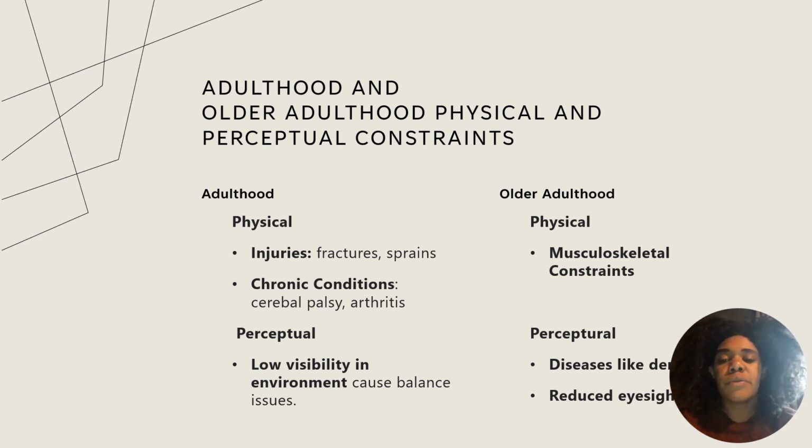And then for older adults, we're looking at musculoskeletal constraints. What I mean by that is things like osteoporosis, right? Like the weakening of bone structures. And then for perceptual constraints, things like dementia or reduced eyesight. Your eyes are an organ that deteriorates over time, so you might not be able to see as well, which could impact your spatial awareness. And as we learned earlier, spatial awareness is certainly a constraint when it comes to younger folks, right? When we're talking about those early toddlers who are just learning to walk. So that is important to mention.